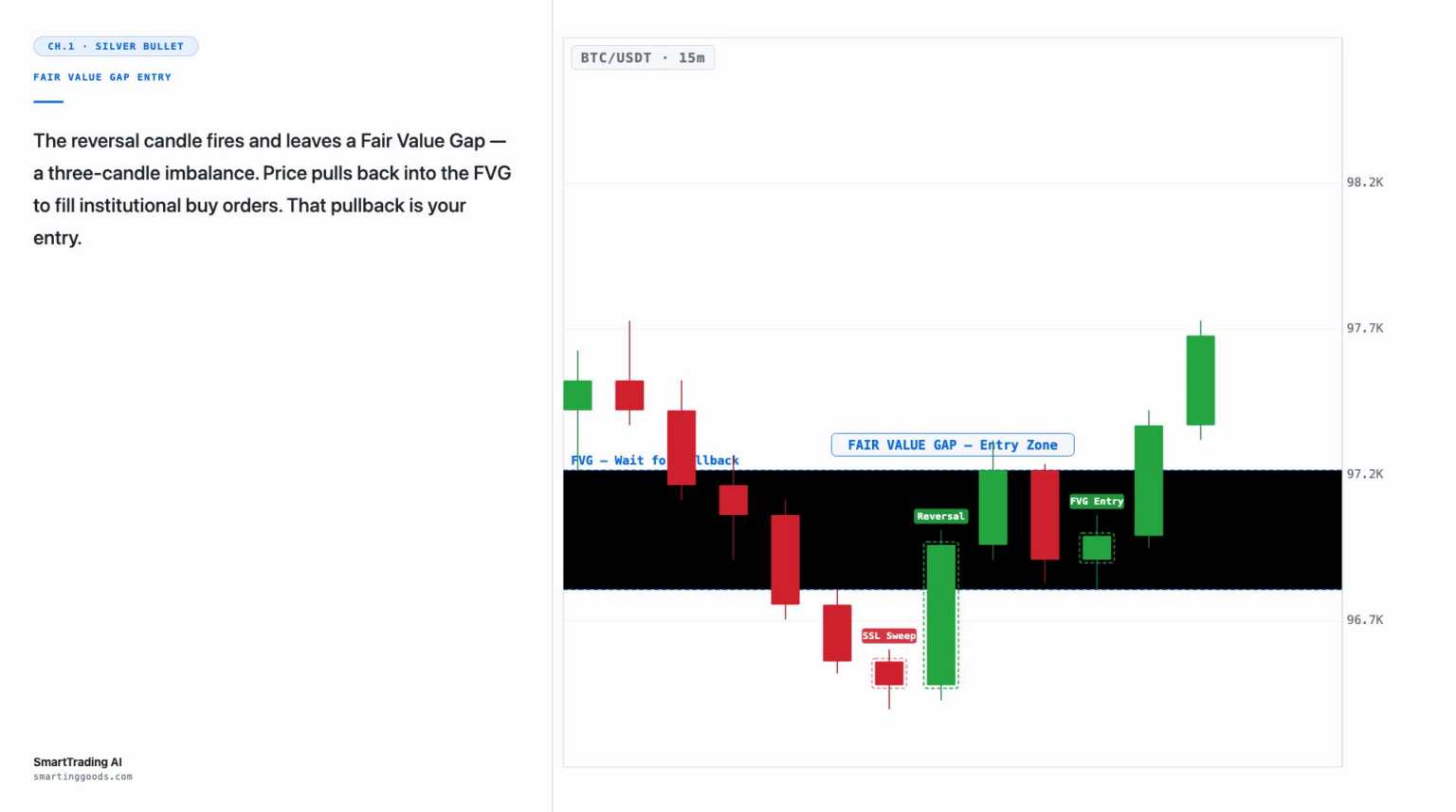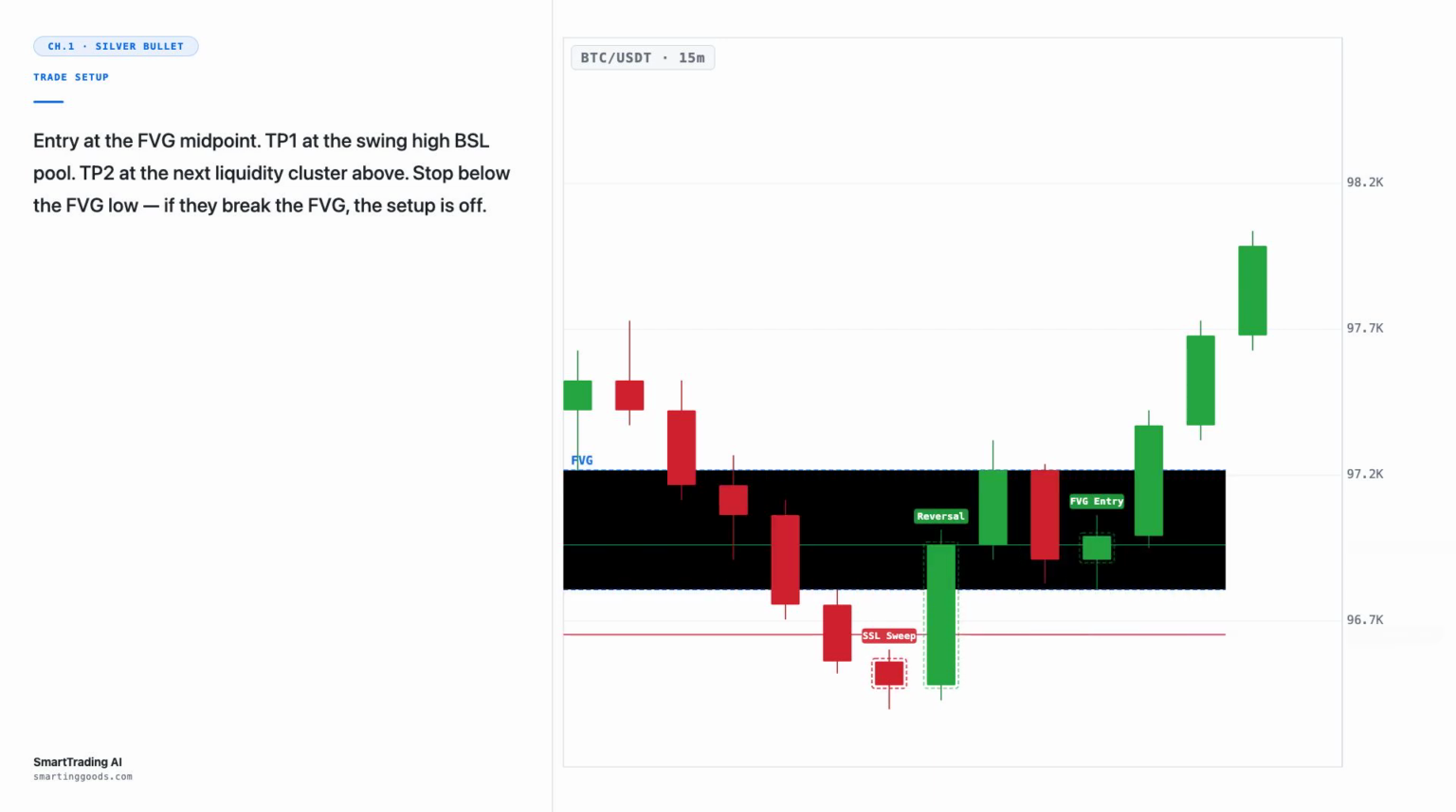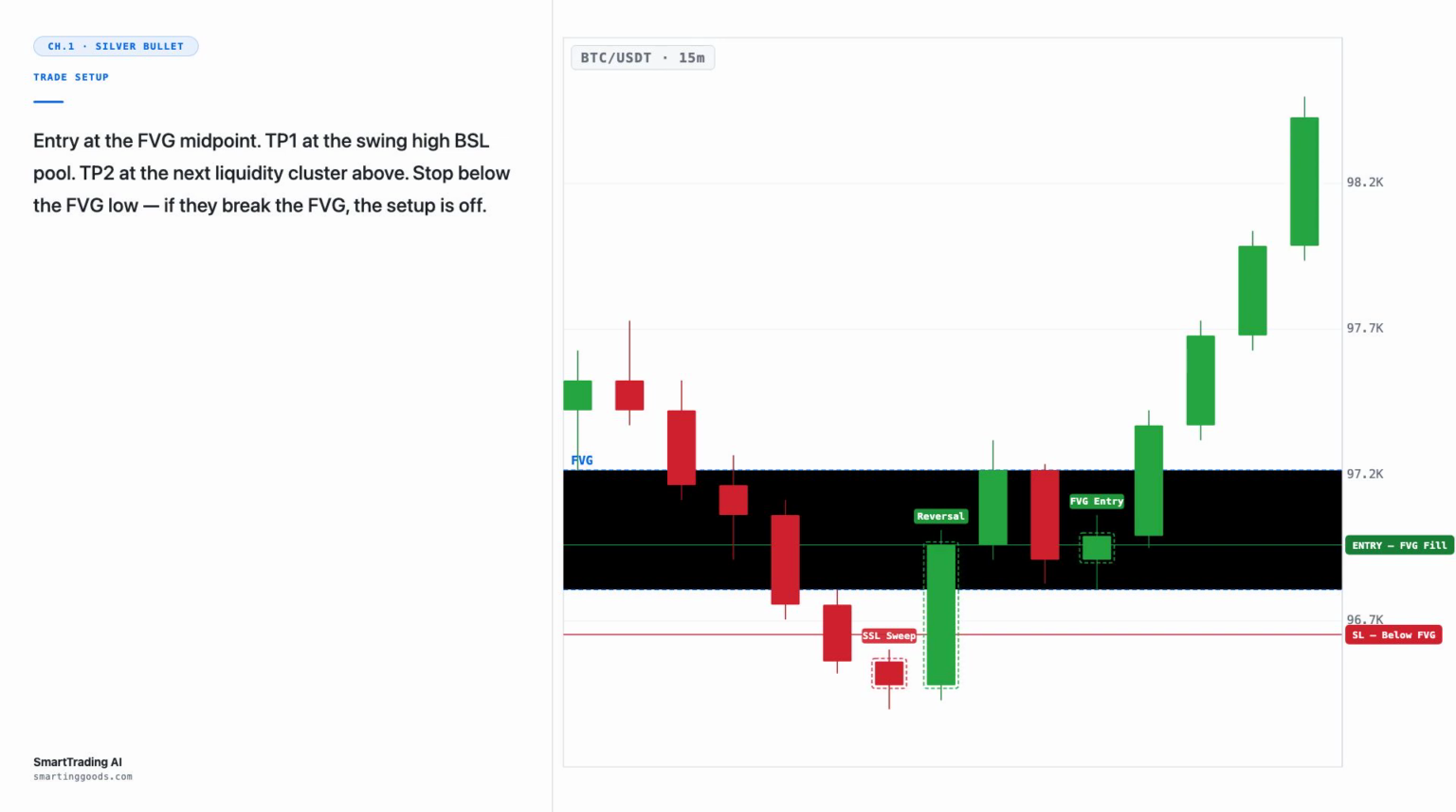You do not chase the move. You wait for the pullback. Price returns to fill the FVG. That is your entry. You enter inside the FVG with your stop below the FVG low. First target is the swing high above the sweep. Second target, the buy-side liquidity pool above previous highs.